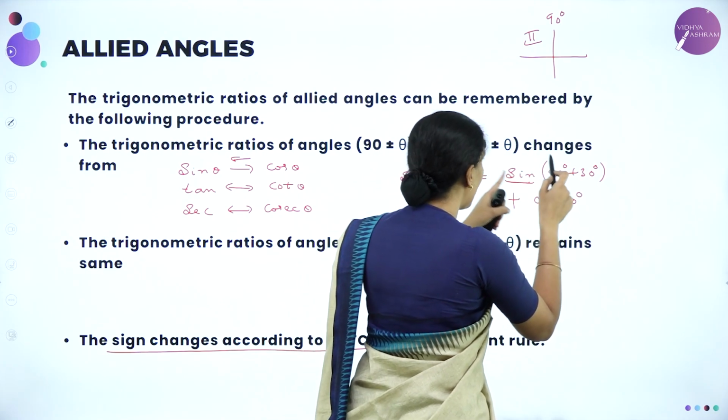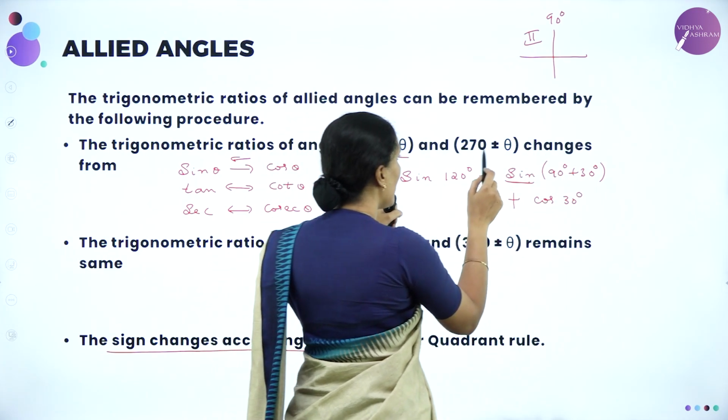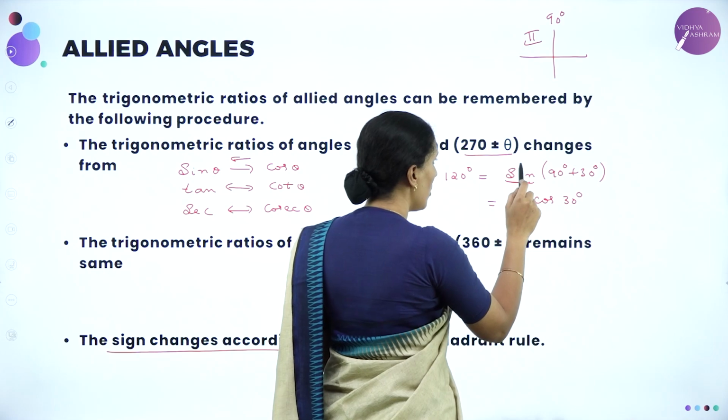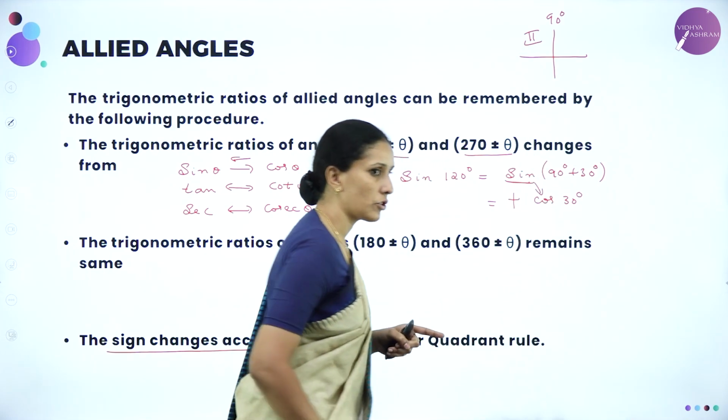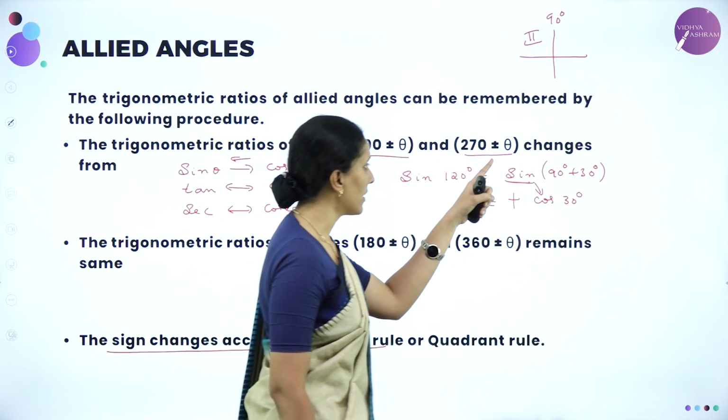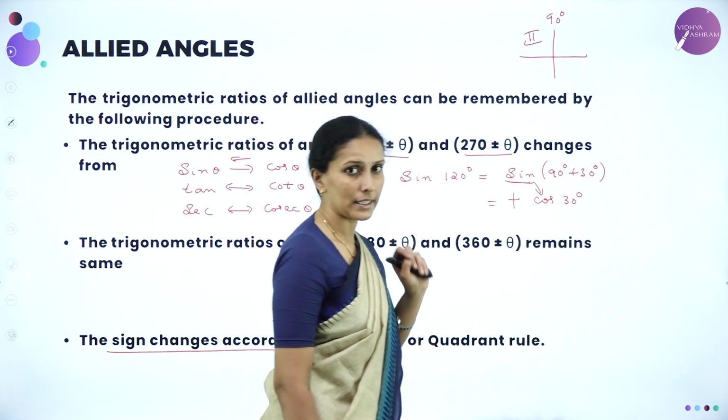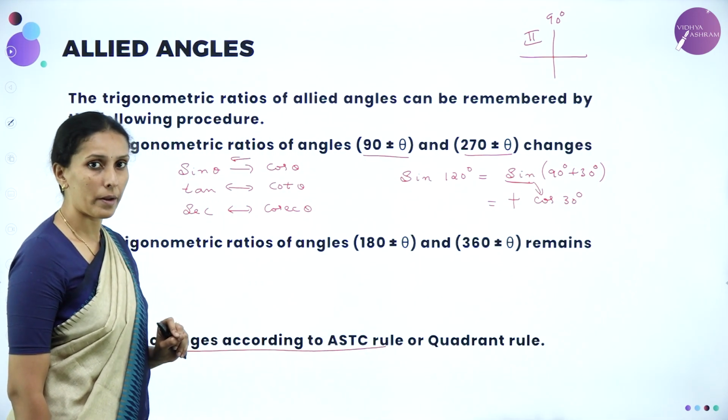Whereas when you are taking 90 plus or minus theta and 270 plus or minus theta, your function changes to co-function, and hence we need to take sine in terms of cos 30. So this is how we need to remember.